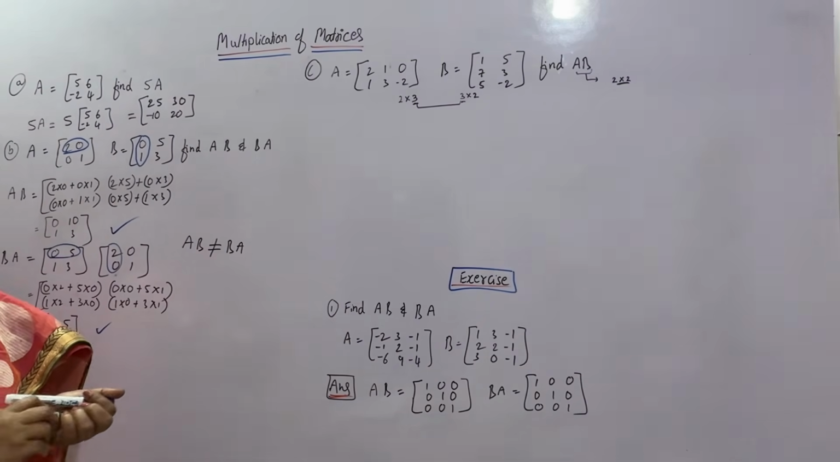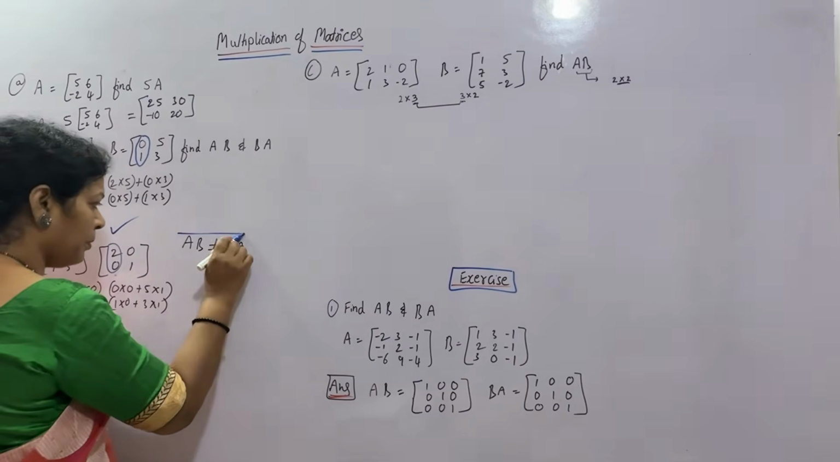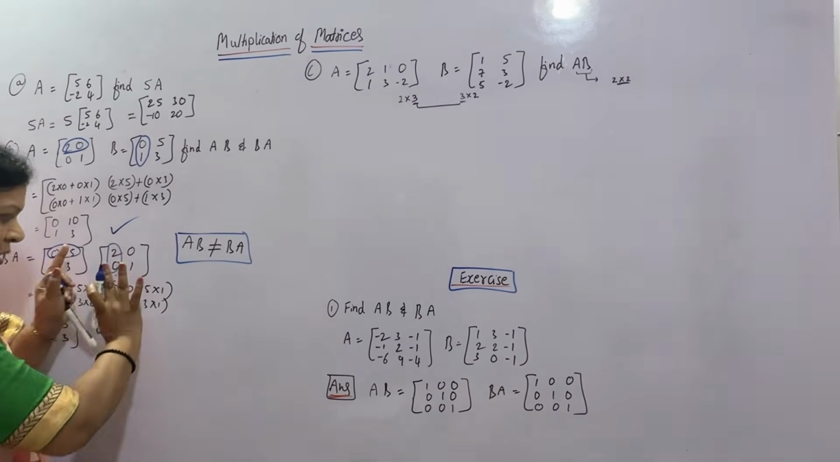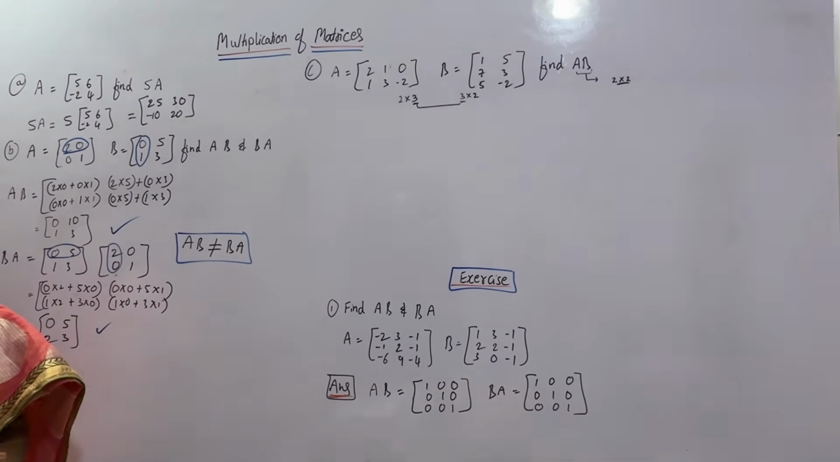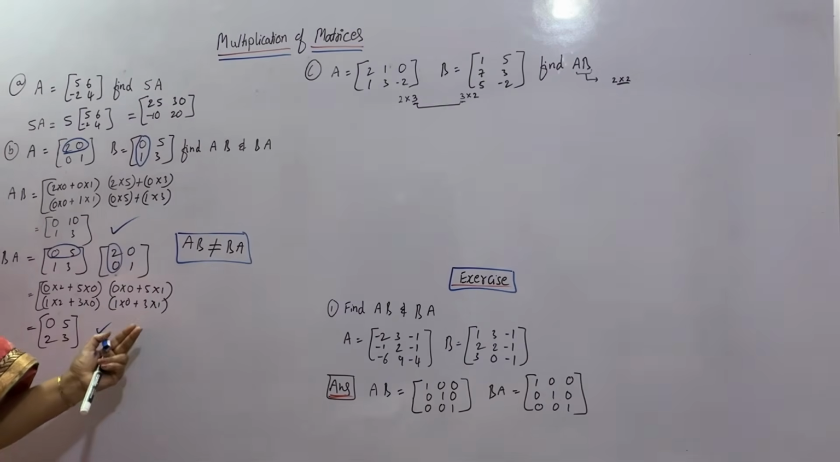There are some cases where you may find AB is equivalent to BA also. But in this case, both the elements are different, so we are saying AB is different from BA. Okay. Now, another problem we'll see.